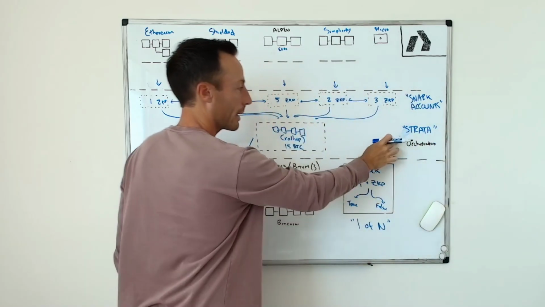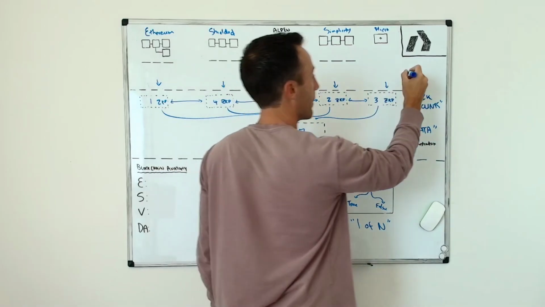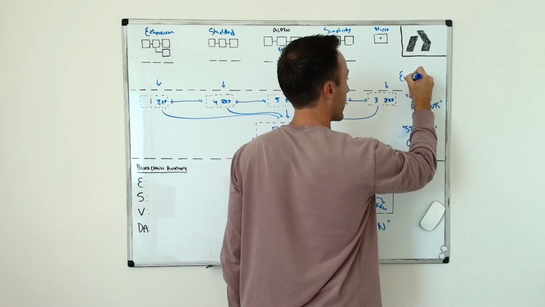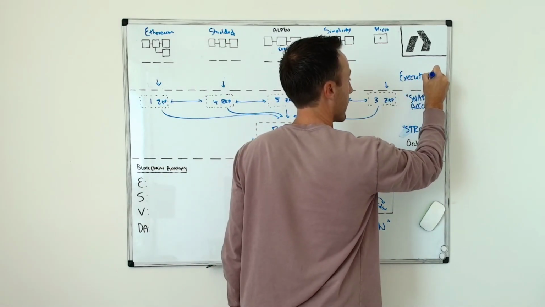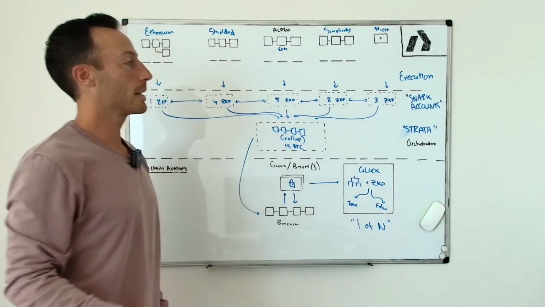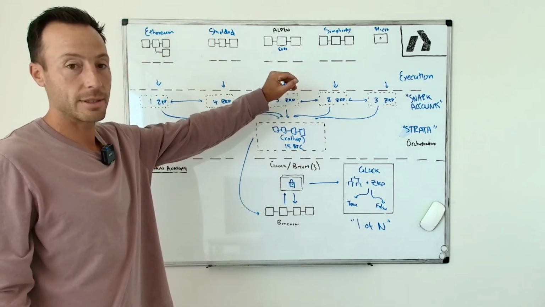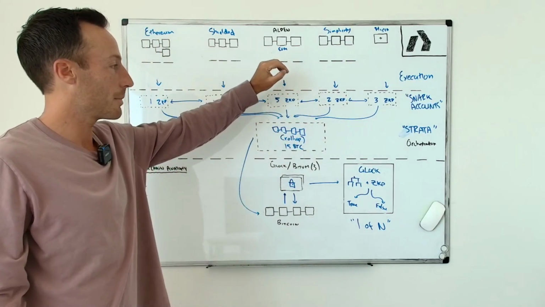Okay, Strata is this orchestration layer. And then up here, it would be more of this execution. This is like where the different types of execution layers can actually exist.